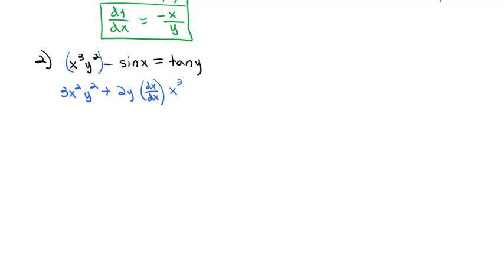Now that we've used the product rule, we keep going down our function. The derivative of negative sine is negative cosine of x equals the derivative of tangent is secant squared of y, but times the derivative of the inside. Whenever we take the derivative with the y, we have to multiply by dy dx.